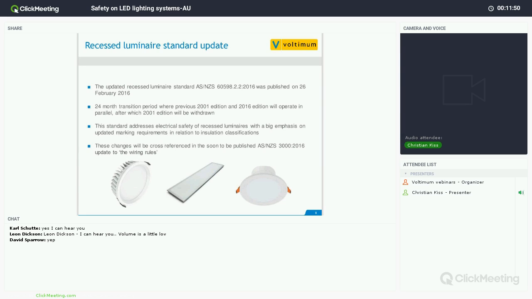So this standard specifically is addressing safety aspects of recessed luminaires. A recessed luminaire could be a downlight, it could be an LED panel, which is recessed into a ceiling, fluorescent troffers, and so on.